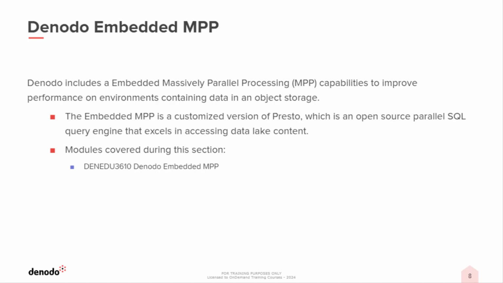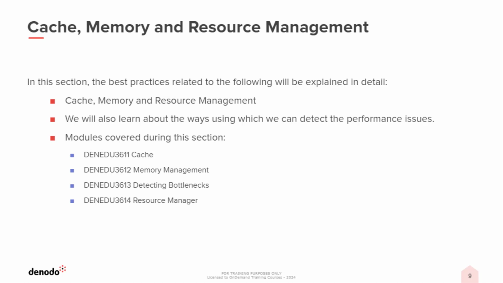In the next section of this course, we will learn about the Denodo Embedded MPP. We will learn that the performance of queries can be greatly boosted for queries involving millions of records when using parallel processing. Essentially, Denodo will use the parallel processing power of the embedded MPP based on Presto to accelerate the query processing. In the final section of this course, we will learn about the caching best practices in the Denodo platform and see when the caching can be used and how cache can be maintained.